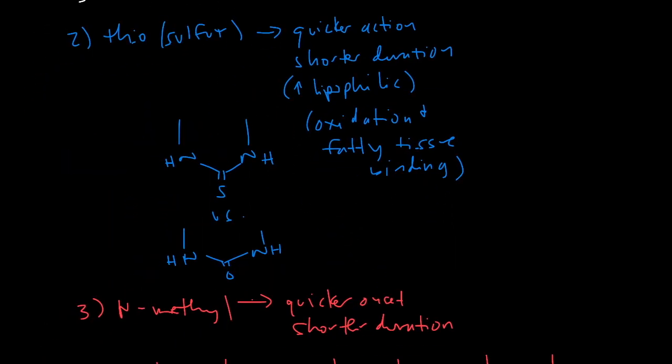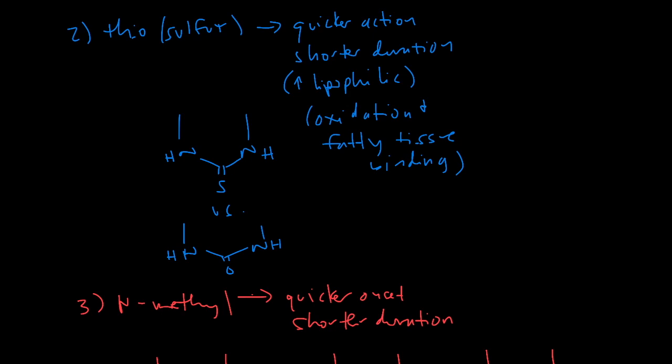The thio sulfur leads to quicker onset and shorter duration because sulfurs are more lipophilic than oxygens. This is prone to oxidation. Therefore, because it's lipophilic, it's prone to oxidation and fatty tissue binding. Remember I said earlier, more lipophilic compounds can be redistributed to fatty tissues. So more lipophilic sulfurs can be distributed to fatty tissues better than oxygens. So here the sulfur has a quicker action and shorter duration than your oxygen at position 2.